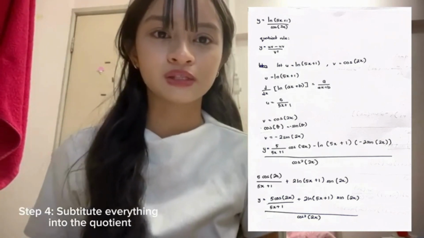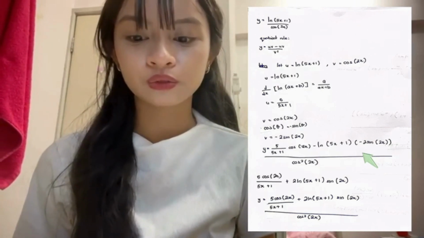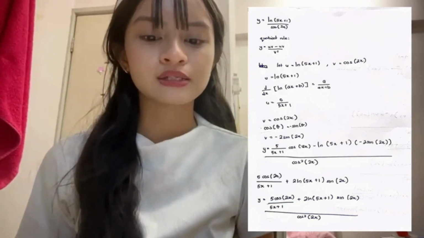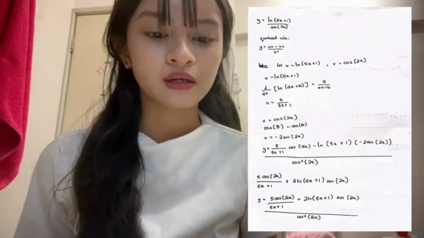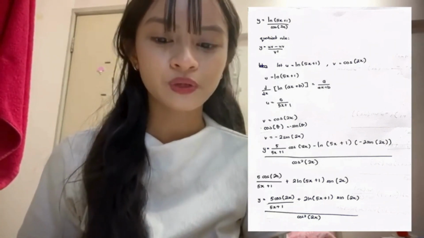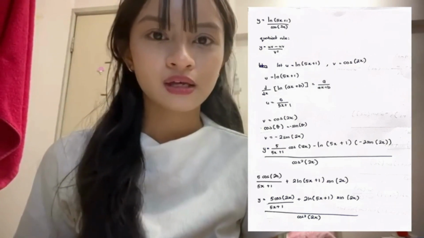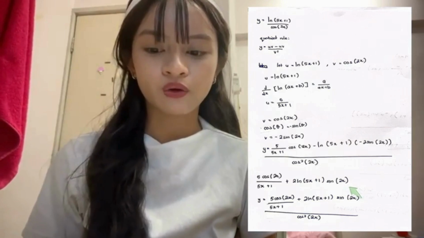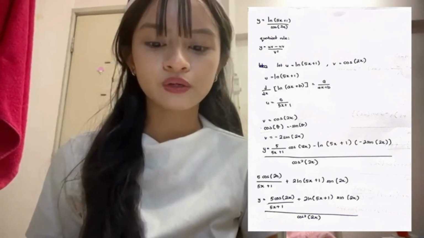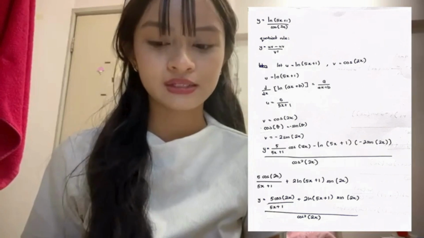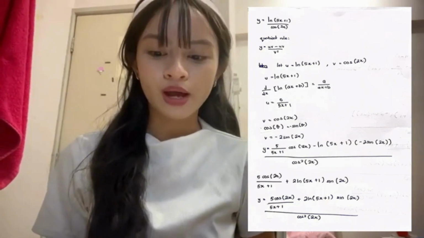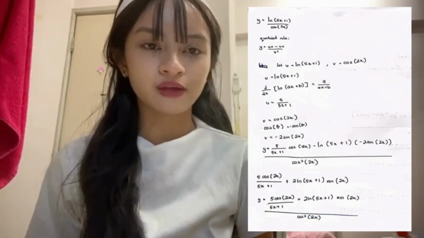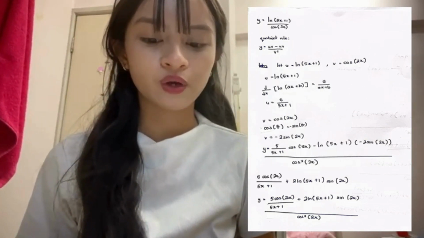Then I will substitute everything into the equation. That is y' equals (5 over (5x plus 1) times cos 2x, minus ln(5x plus 1) times negative 2 sin 2x) over cos squared 2x. At this point, I simplify the second term, so the numerator becomes 5 cos 2x over (5x plus 1) plus 2 ln(5x plus 1) sin 2x. So the final derivative is y' equals (5 cos 2x over (5x plus 1) plus 2 ln(5x plus 1) sin 2x) over cos squared 2x.